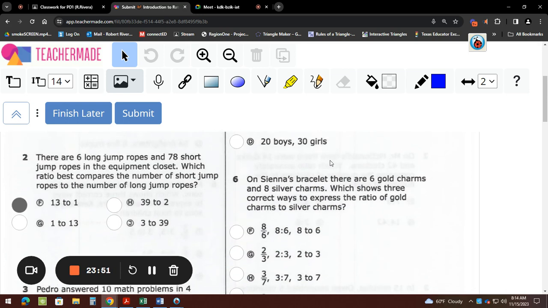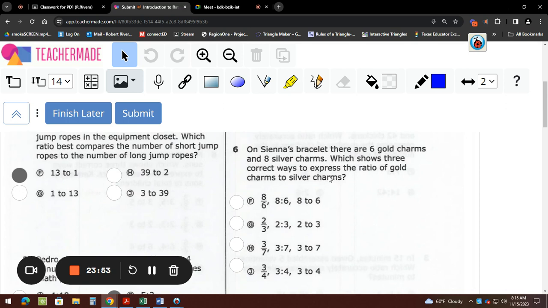Number 6. Ready? On Thana's bracelet, there are 6 gold charms and 8 silver charms, which shows 3 correct ways to express the ratio of gold charms to silver charms.